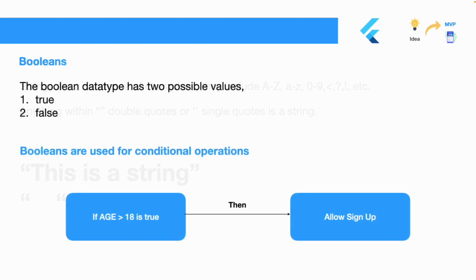A Boolean is a data type that can have either of two values, true or false. Booleans are used in conditional operations. For example, if your app needs to allow only users who are aged 18 or above, you could check whether to sign up a user or not based on their age. You would write code that would translate to: if the age of the user is greater than 18, meaning if the age being greater than 18 is true, then sign them up.